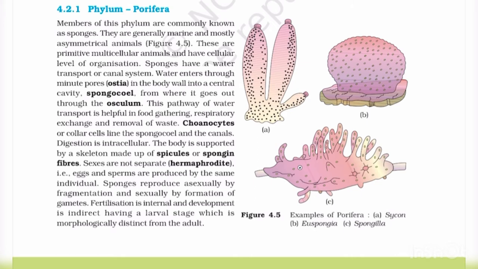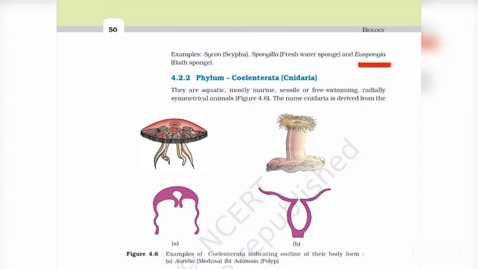Choanocytes or collar cells line the spongocoel and the canals. Digestion is intracellular. The body is supported by a skeleton made up of spicules or spongin fibers. Sexes are not separate, hermaphrodite, i.e., eggs and sperms are produced by the same individual. Sponges reproduce asexually by fragmentation and sexually by formation of gametes. Fertilization is internal and development is indirect, having a larval stage which is morphologically distinct from the adult. Examples: Sycon, Euspongia, Spongilla, freshwater sponge, Euplectella, bath sponge.